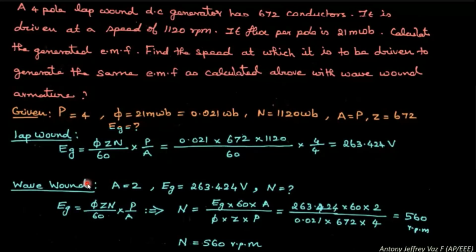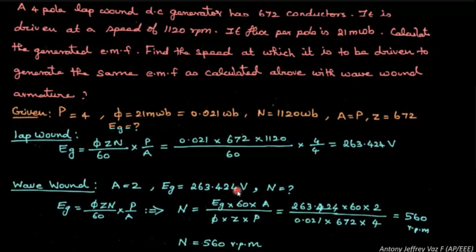How much RPM is needed to get the same amount of generated EMF when the machine is replaced with the wave wound. To find that, here for wave wound armature, A will be equivalent to 2, and the generated EMF EG is this one, which is 263.424 volt. Then you need to find the speed at which the wave wound machine should be rotated to get the generated EMF to be 263.424 volt.